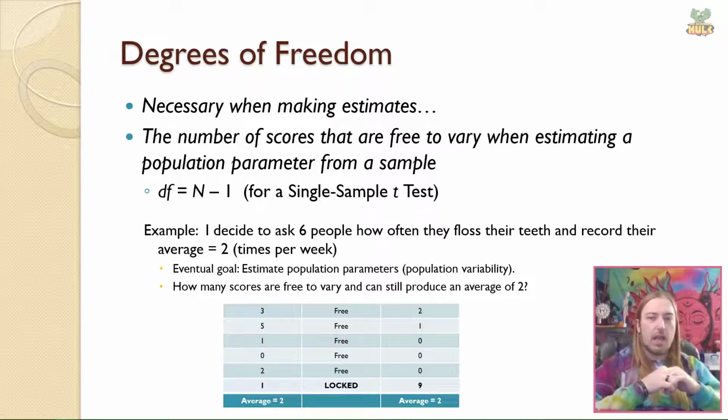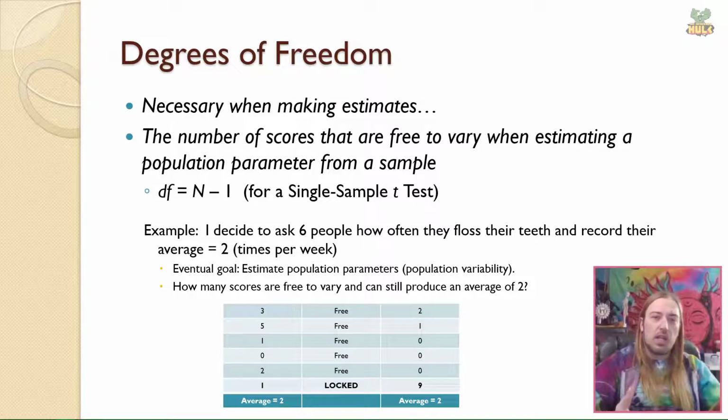So that the average times per week that they floss is a 2, then even if I didn't know that last value to be 1, I could figure it out, because I know that if the average is 2 and there's 6 scores, well then something divided by 6 gave me 2, right? So 12 divided by 6 gave me 2, and then I could figure out what that last one had to be to get me to that sum of 12, right?